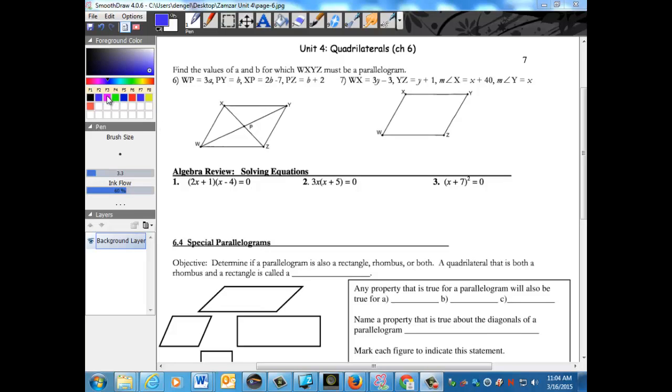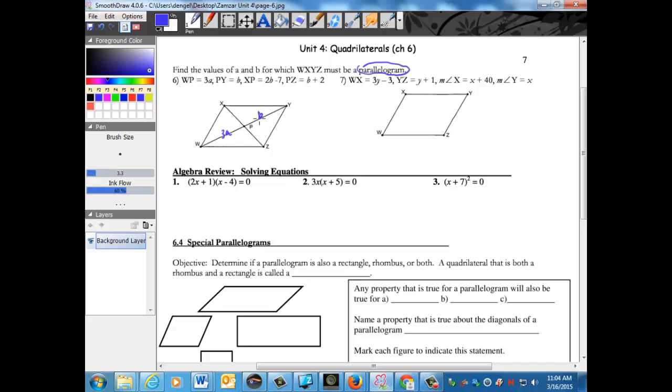All right, problem 6. We're being asked to solve this problem. It's actually a pretty simple problem. We have that the shape is a parallelogram, so that makes it easy for us. We don't have to do what we did on that previous page. So we're told that WP is 3A, so we're going to put 3A. PY is going to be B.